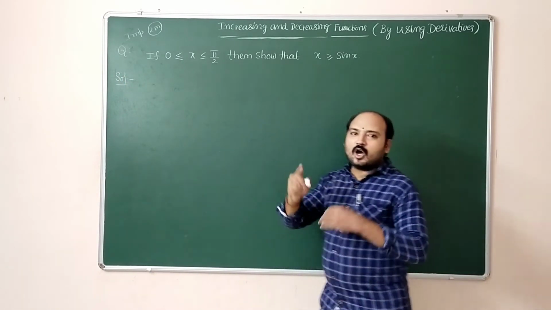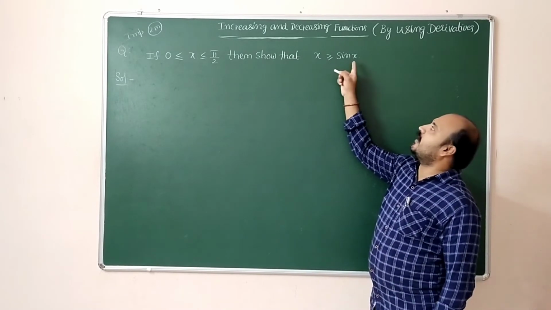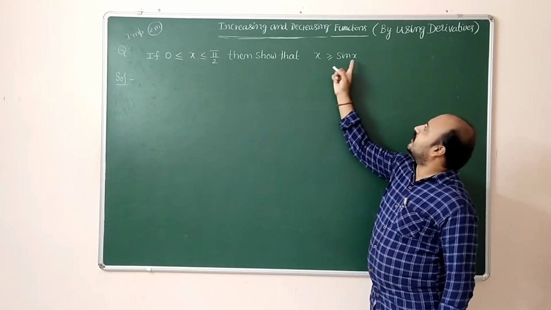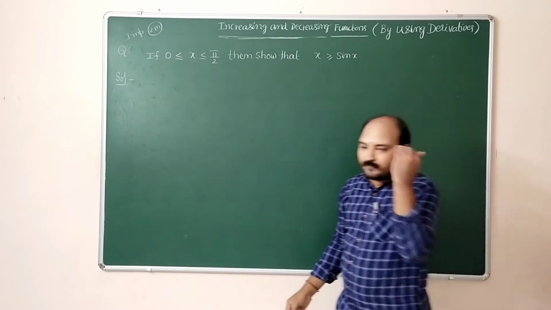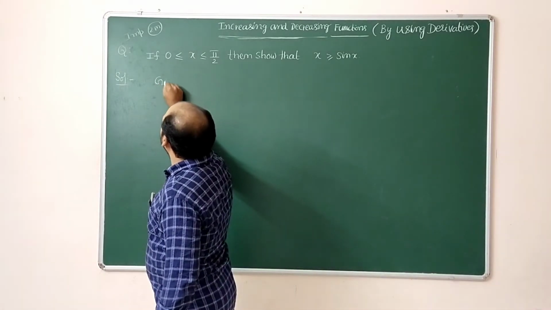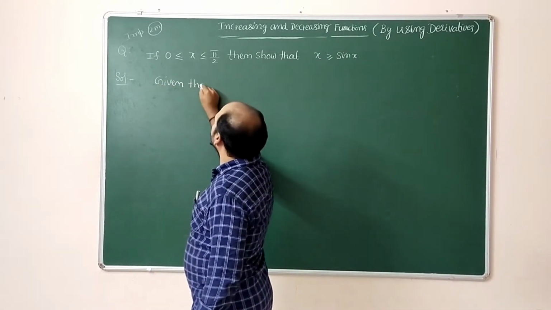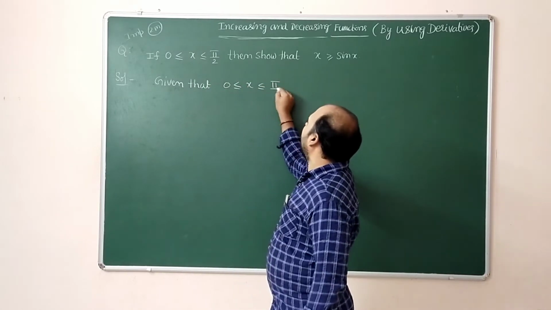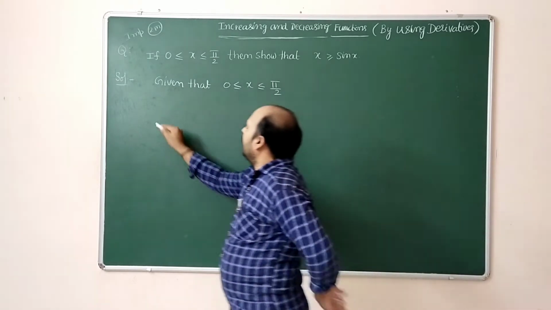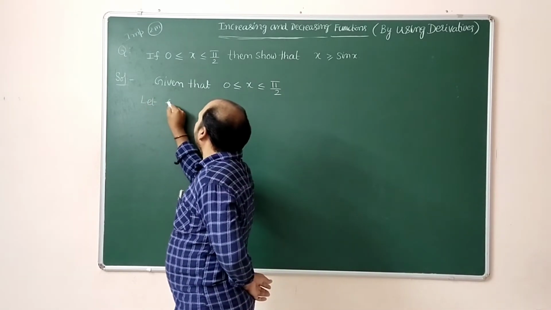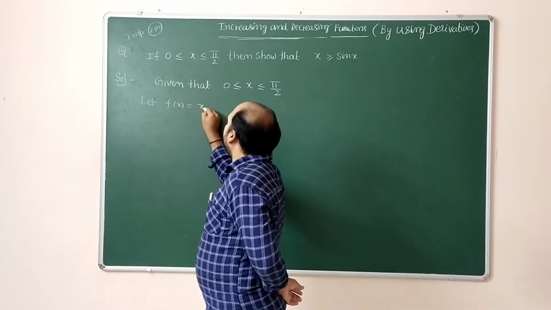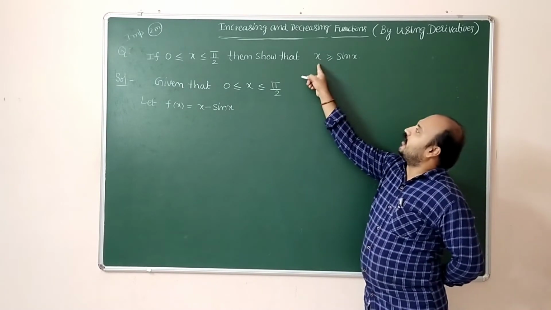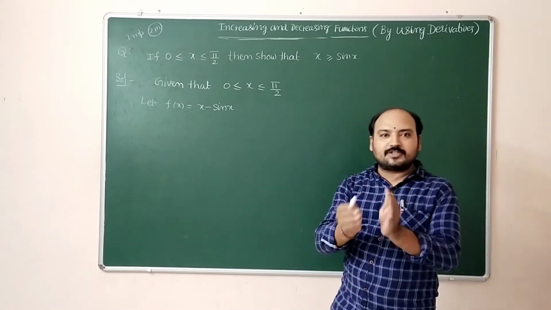First, how to write the given function? They are asking to show x is greater than or equal to sin x. So for f of x we can take this side, x minus sin x. First write the given condition: given that 0 is less than or equal to x is less than or equal to pi by 2. And let the function f of x be x minus sin x. Sin x we are taking this side, therefore x minus sin x is the function.